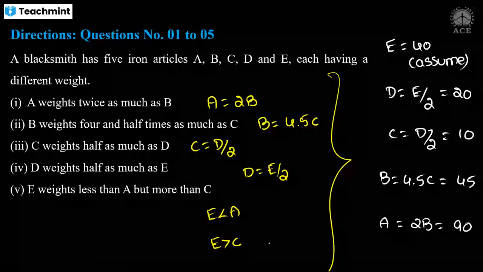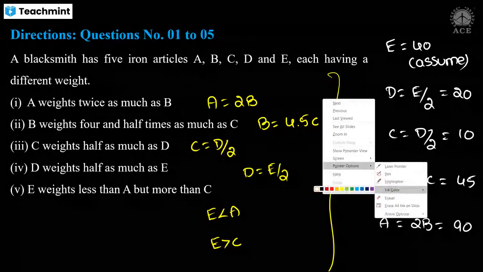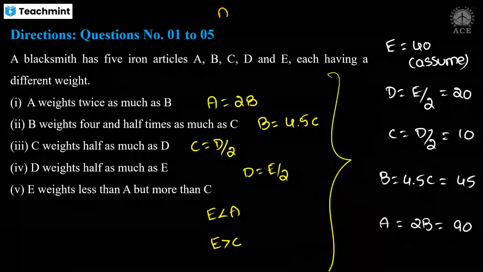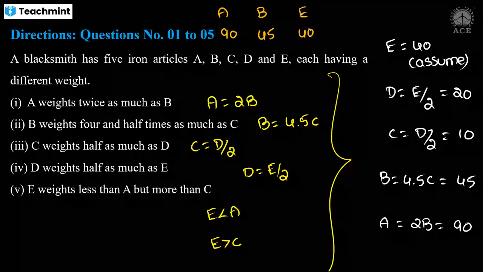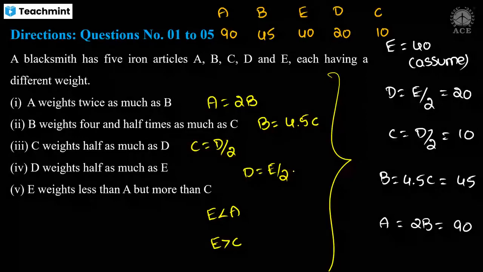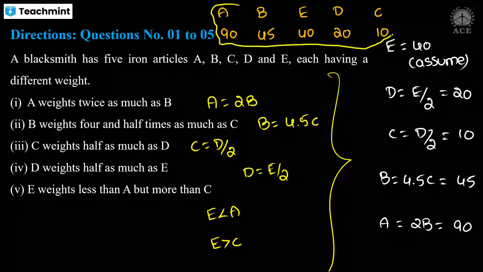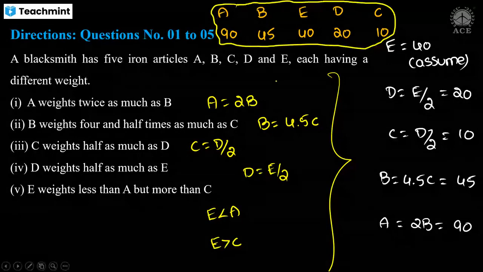Now, if you want to put them in descending or ascending order, they may ask you a question related to that. In descending order, the highest is A with 90, B is next with 45, then E is 40, then D is 20, C is 10. They may ask which is the lightest among these. Lightest weight, heaviest weight, descending order, ascending order. They can ask different things. So let's see about this data.